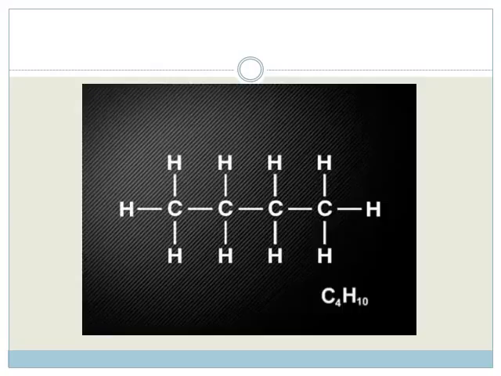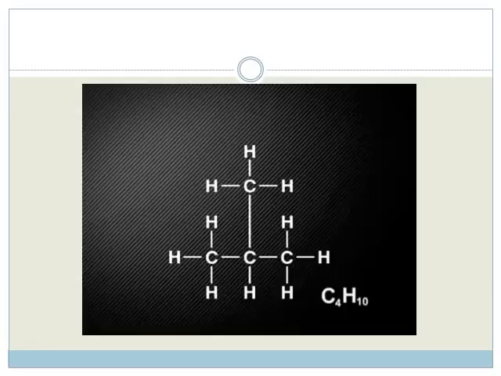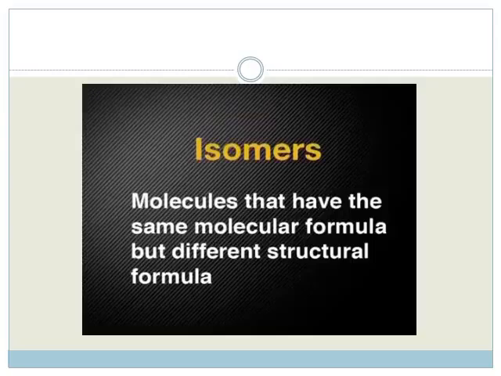Now, we can always put the molecule together differently to make a new molecule with a different name and different properties. We call these groups of molecules isomers. Isomers are molecules that have the same molecular formula but different structural formula.